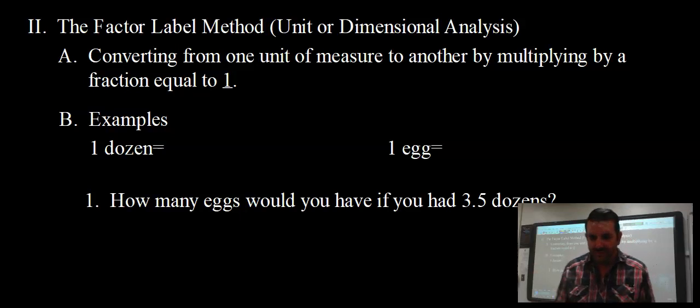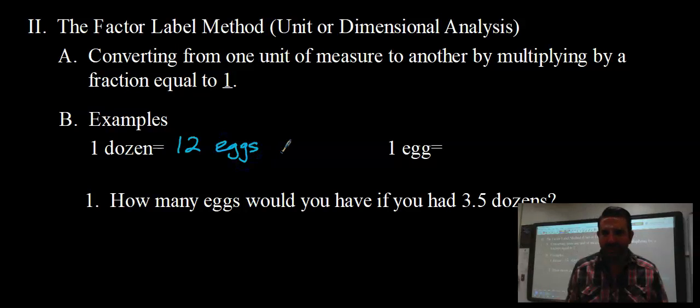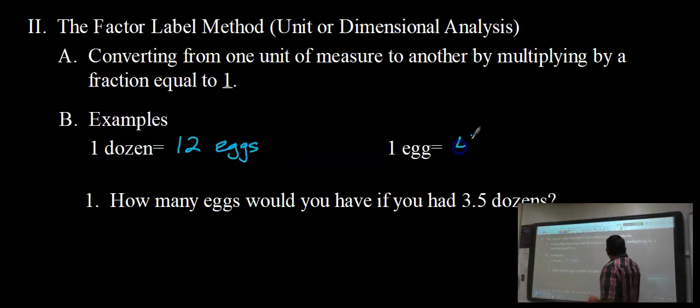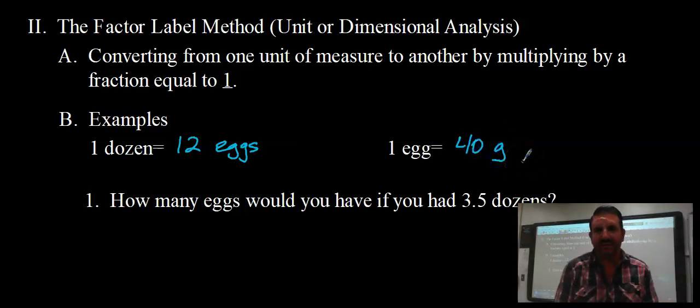So we're going to start off with a pretty simple example using eggs. I've got to give you a couple relationships here so we can use these as our conversion factors. First of all, 1 dozen equals 12 eggs, so that'll be one relationship we'll use. And then 1 egg is 40 grams. And we're not going to worry about significant figures with these calculations.